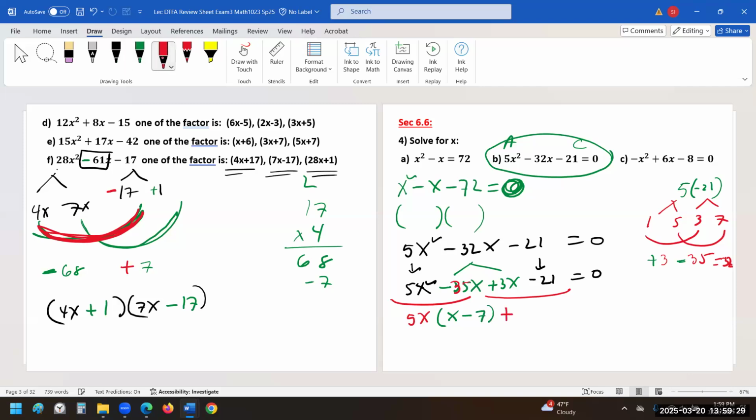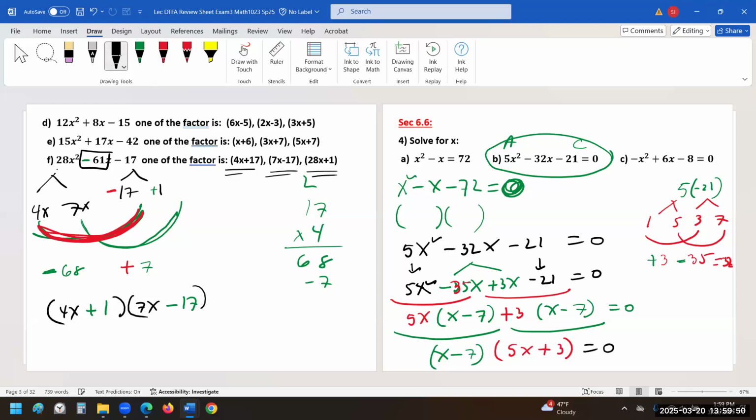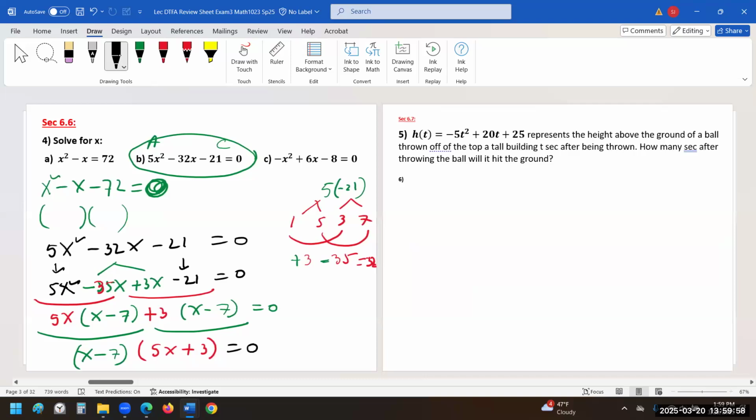Then we have plus 3x minus 7. You still see what in both groups? x minus 7. So what remains? 5x and plus 3 equals 0. If it's a factor, you stop here. Why did I say factor? It's a solve. Solve means you get the x alone.